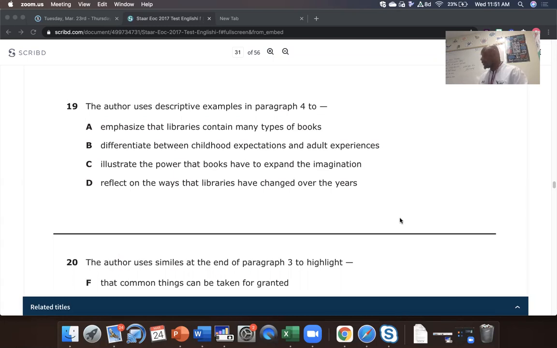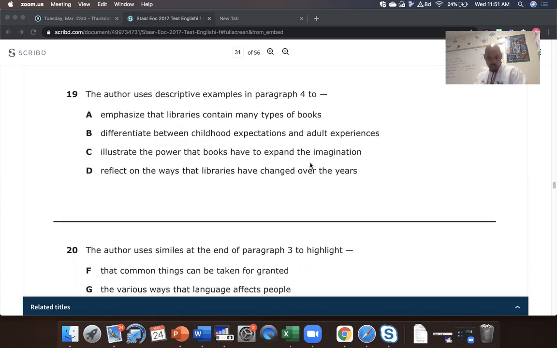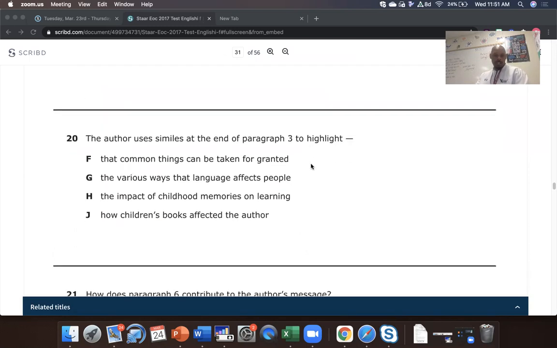Does that make sense? All right, so as an example, we'll take a look at number 20 on the 2017 STAAR. It says the author uses similes at the end of paragraph 3 to highlight. Now, the biggest part of answering these questions is understanding what's being asked of you, right? So obviously, before we can even think about answering the question, we got to make sure we know what similes are. Do we know what similes are?